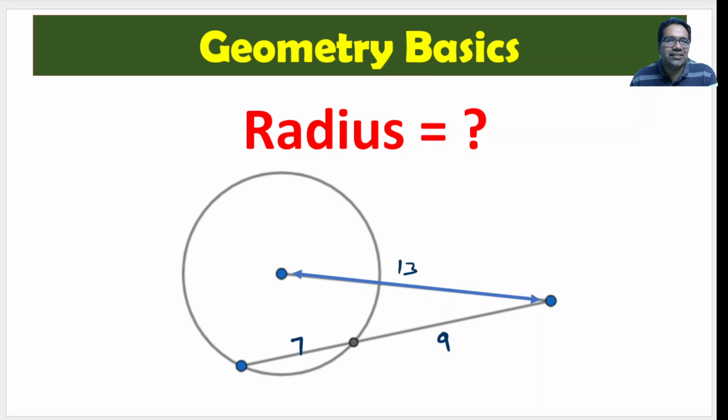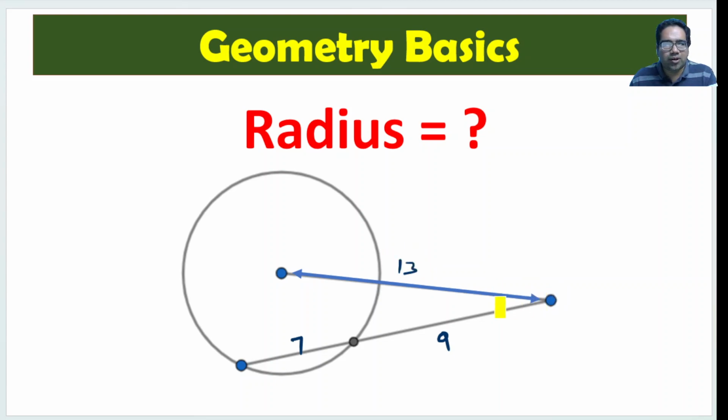Hi friends, here is a nice problem. We are given some external point of a circle. The distance between the external point and the center of the circle is 13.